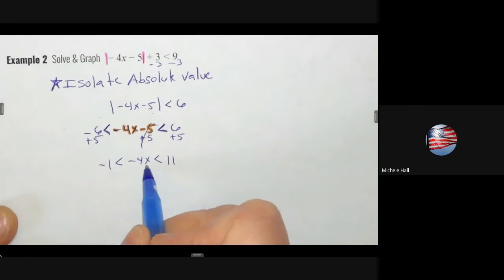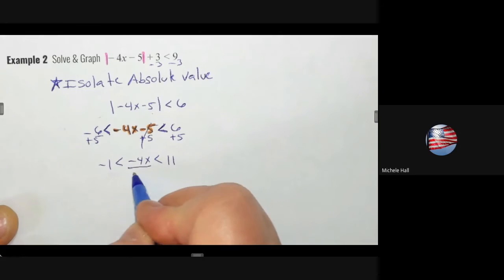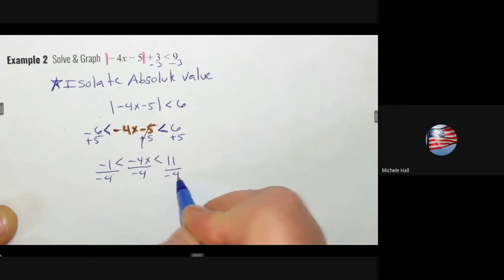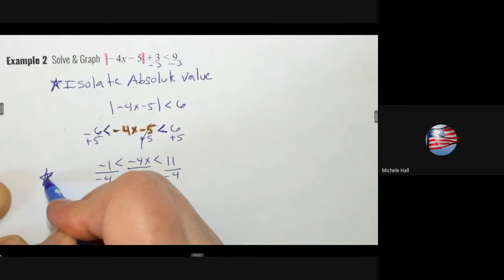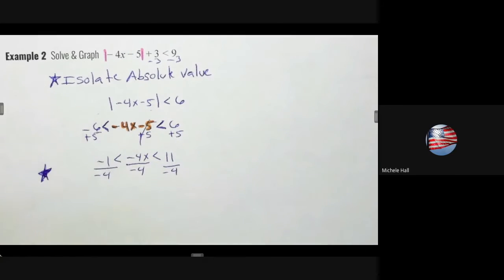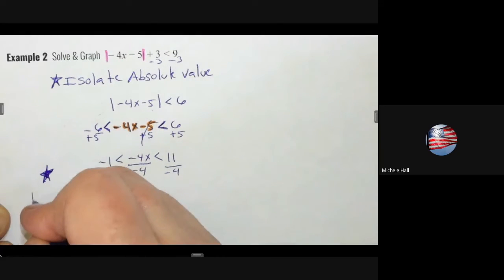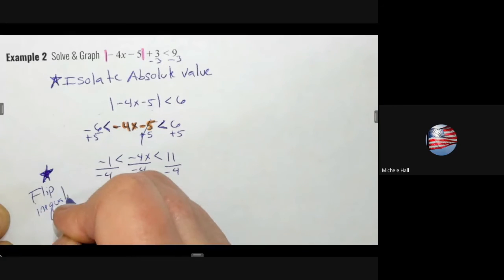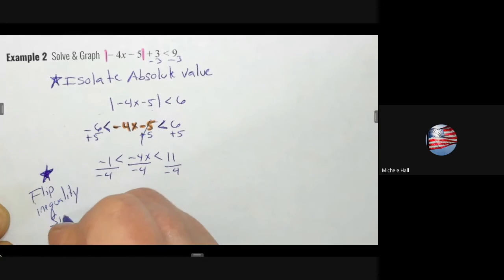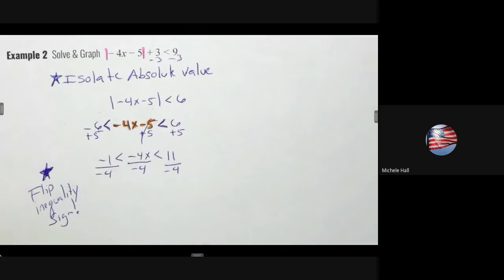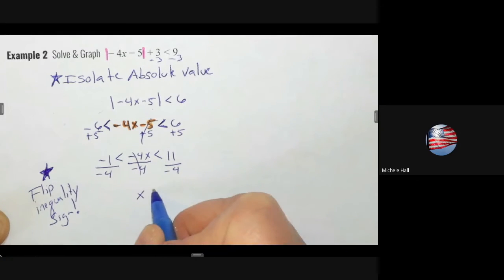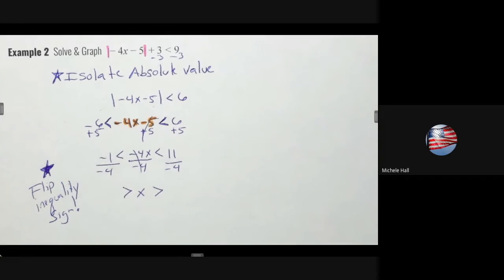I'm ready to finish solving for my variable. X is being multiplied by negative 4, so I would divide by negative 4, and I need to divide by negative 4 on the endpoints as well. We just divided by a negative number. What do we need to do? We need to flip the inequality sign. These are going to cancel. We have x, and then we need to flip both of those signs.